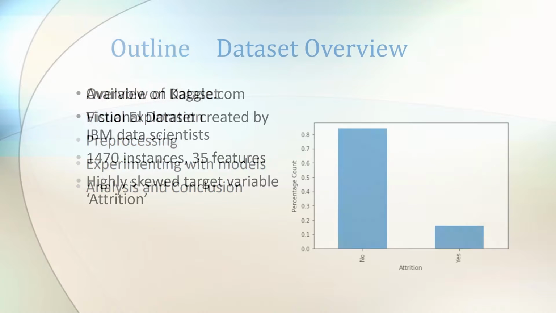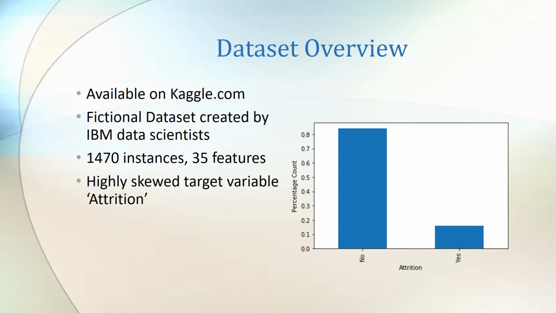with the final analysis. So this data set is available on kaggle.com. It is a fictional data set created by IBM data scientists. It has about 1500 instances and 35 features. It consists of categorical features, ordinal features, and numeric features, but we have one target variable and it is highly skewed, and as you can see on the graph at right, only about 16% of the values are yes. Yes means the employee has left the company, so this would be the class of interest to us.